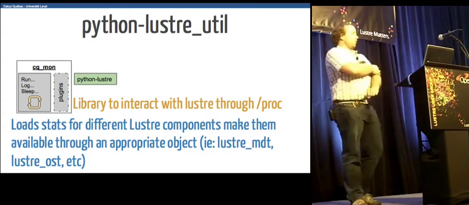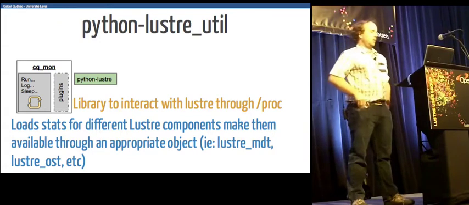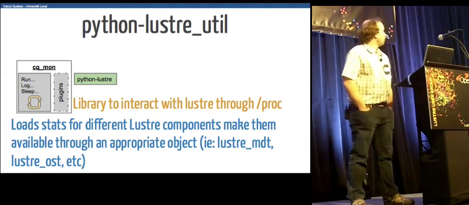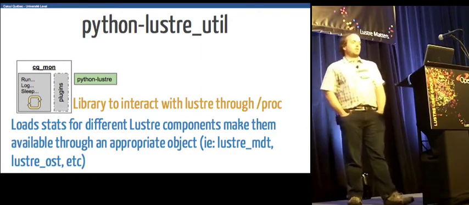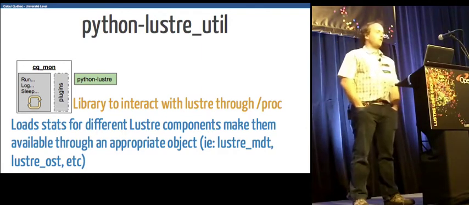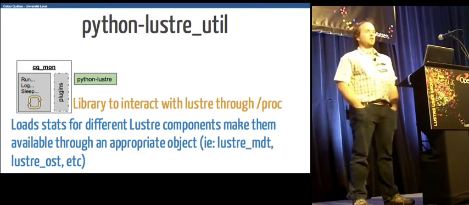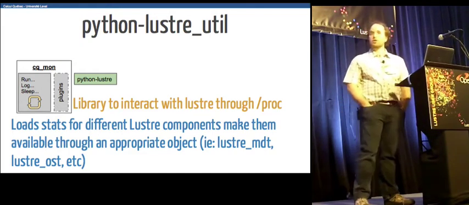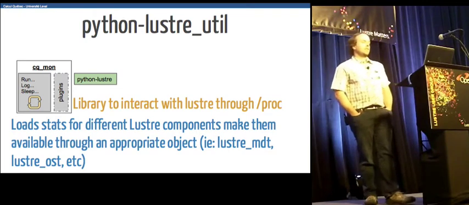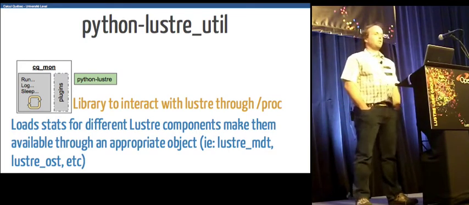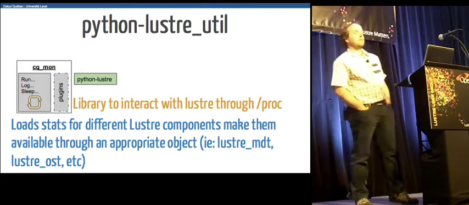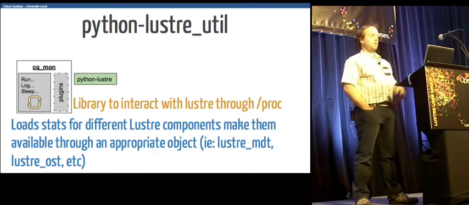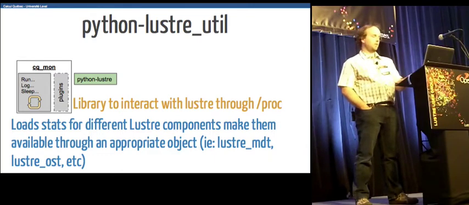And to go with it, we wrote a pretty simple Python library we called Lustre Utils. We're hoping to make it into a library to interact with Lustre through the /proc file systems. Basically, these days, it has a couple of simple objects to load stats for different components of the Lustre file systems, and make them available through an object model associated to the given component.